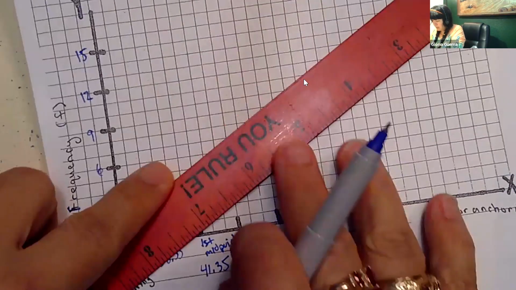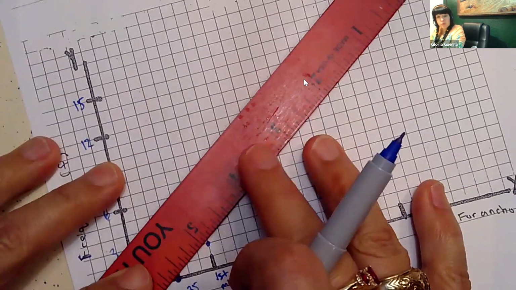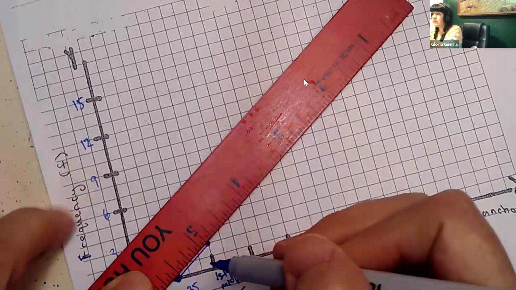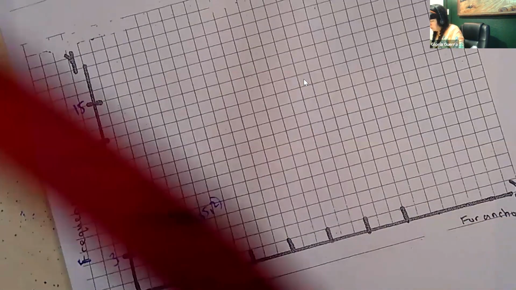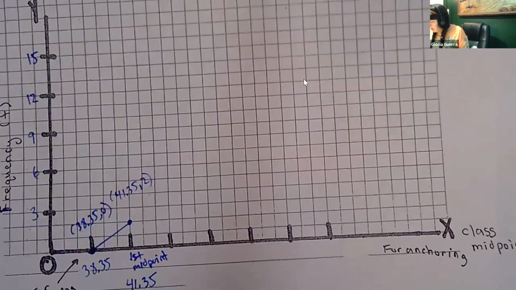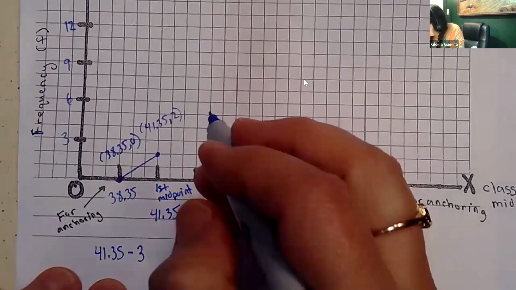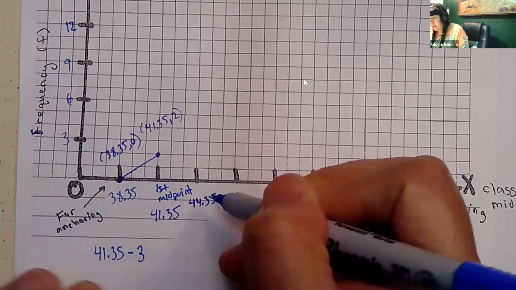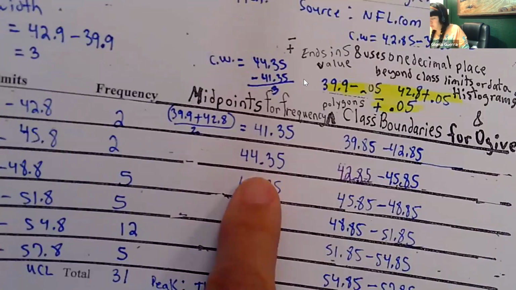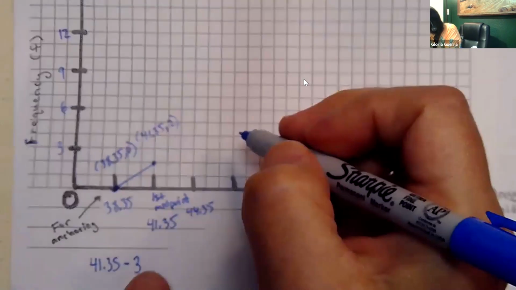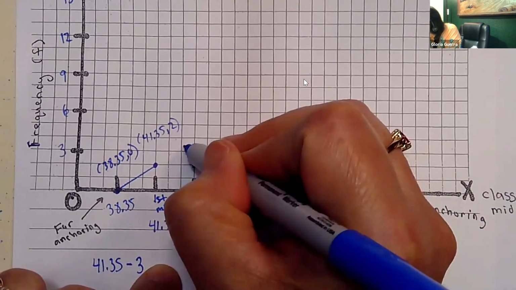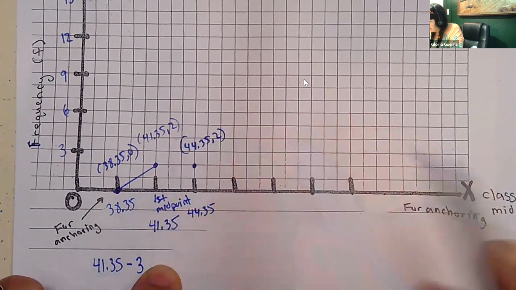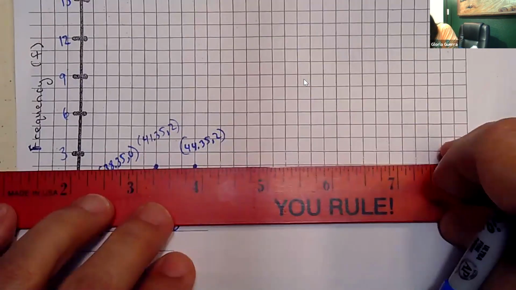And then on paper, I have my ruler here. So remember they said line segments, but on the computer, you're using your mouse and picking up some kind of a line segment and drawing that there. Okay, then the next midpoint is 44.35, and that frequency was also 2. So 44.35 with a frequency of 2. I just go straight across.